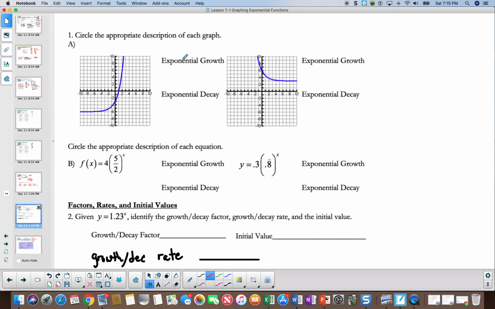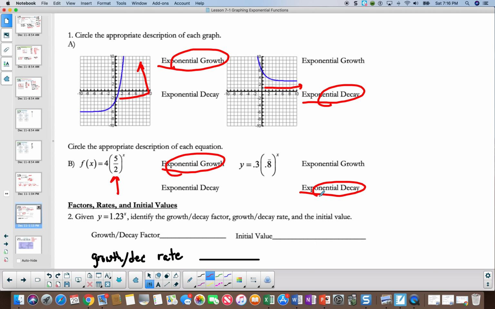All right, so let's go ahead and try some of these problems. A, is that exponential growth or decay? Well, it's actually a growth. Notice how it's getting bigger; as x goes to infinity, it's going up. Now over here, this is an exponential decay. How do I know? Because as x gets bigger, it just stays the same. Okay, over here, I'm not looking at the graph, but I can see that the factor right here is bigger than 1, so I know it's a growth. And over here, I know that this number is between 0 and 1, so it must be a decay.